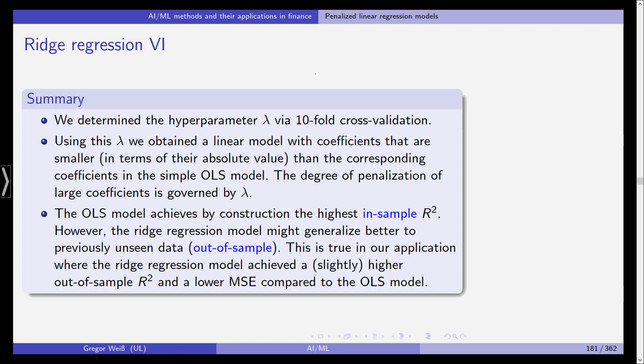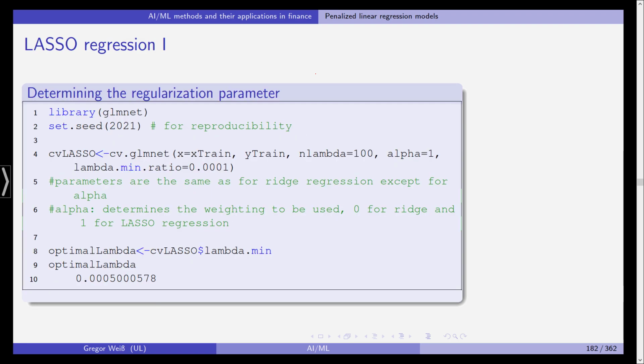And using this lambda, we obtain a linear model with coefficients that are smaller in terms of their absolute value than the OLS coefficients. And the OLS model achieved the highest in-sample R squared. However, the out-of-sample performance was better for the ridge regression, slightly and at a very low level, but nevertheless, out-of-sample performance was better for the ridge regression.